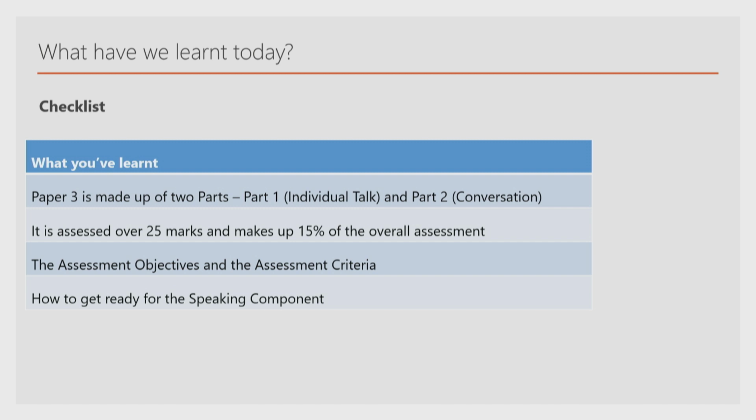So, what have we learned today? To recap, we have seen that paper 3 is the speaking paper with 2 tasks, the individual talk task and the conversation task. You have learned that paper 3 is assessed over 25 marks and makes up 15% of the assessment. You have also learned about the assessment objectives and the assessment criteria for the speaking component. Finally, we briefly discussed ways in which you could prepare yourselves for this assessment.